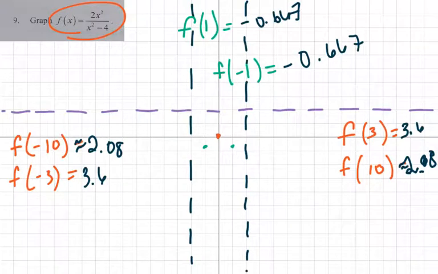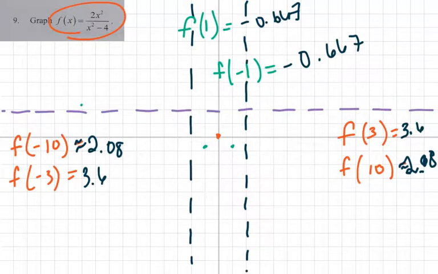And if you look, there's some beautiful symmetry. F of negative 10 is 2.08, f of positive 10 is 2.08. I hope you realize it's because the function just has the x values being squared, which gets rid of the negatives. So let me plot those points. F of negative 10, so that's 2, 3, 4, 5, 6, 7, 8, 9, 10, and that's just a little bit over 2. Notice how close that is to that horizontal asymptote.